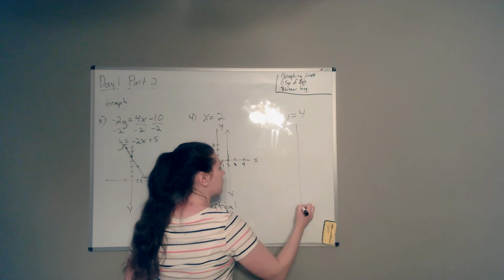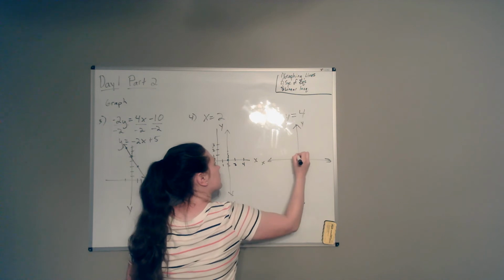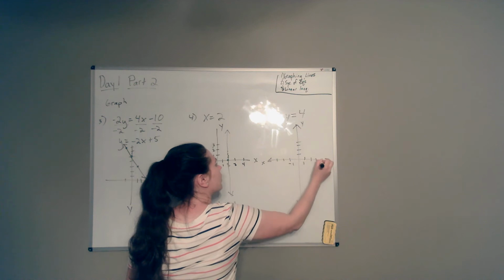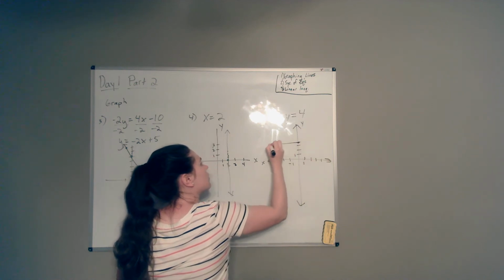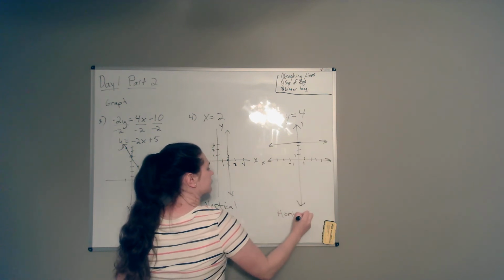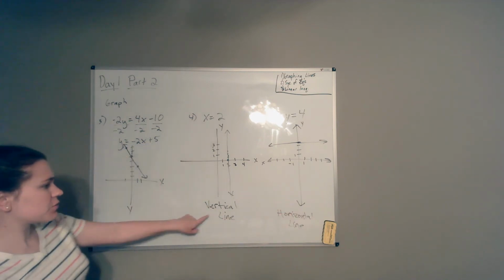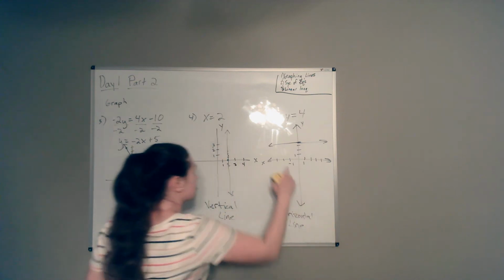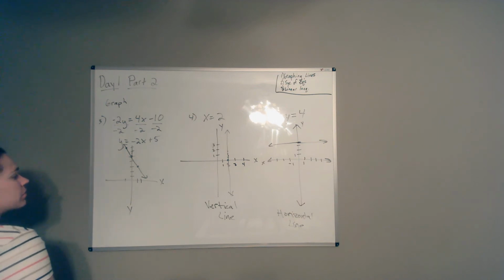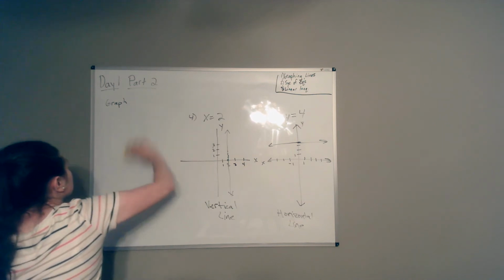y equals 4 is saying it doesn't really matter what x is, y is always going to be 4. So this is a horizontal line. Okay, these are two special lines that we have out there. This is 0 slope, this is undefined slope. We can see this has a negative slope. Okay, let's do 2 more. And then we're going to move on to systems of equations.